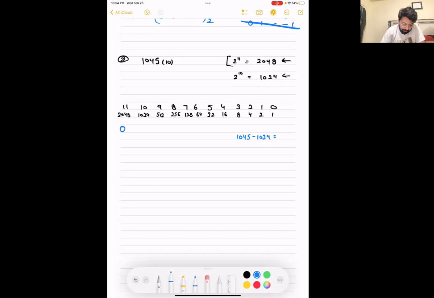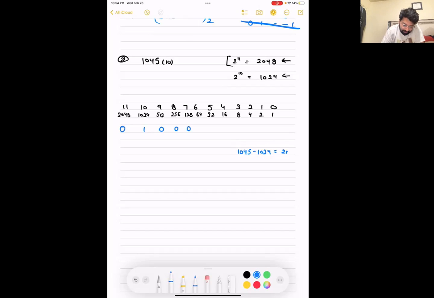So which comes out to be 21. Since we used this for subtraction, we're going to put this one here. Let me move this again at the bottom. All right. Now 21. So 512, we cannot use this. 21 minus 512 is a negative number. It will give a negative number.